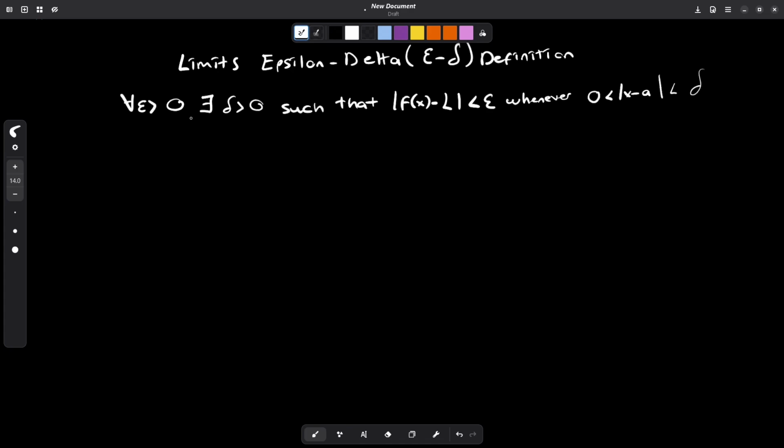For every epsilon greater than 0, there exists a delta greater than 0, such that the absolute value of x minus L is less than epsilon whenever the absolute value of x minus a is less than delta. Okay, good. It's not an easy definition to understand, of course, but first of all, this is saying that the limit of f(x) as x approaches a is L.